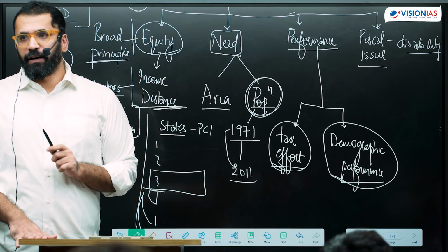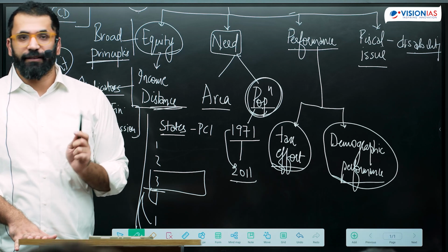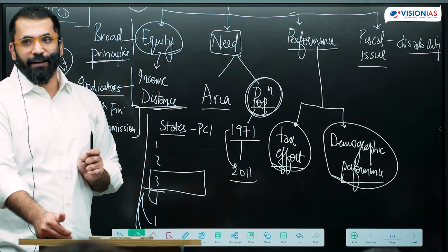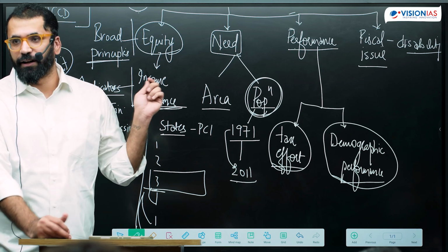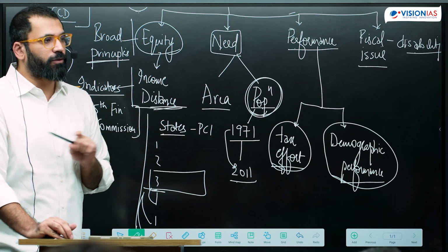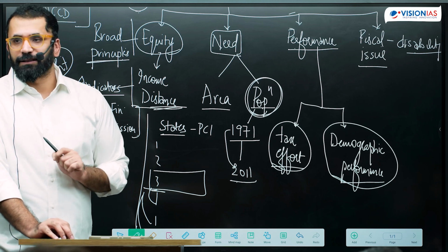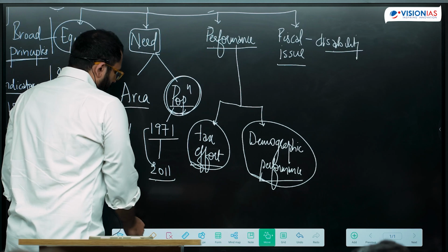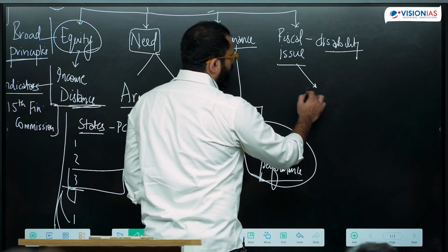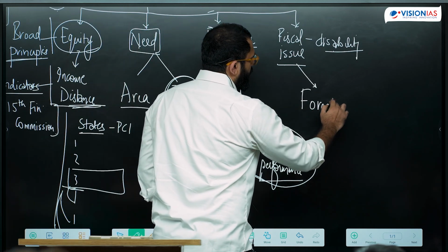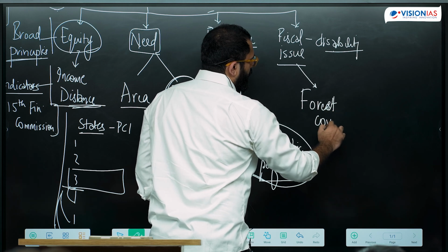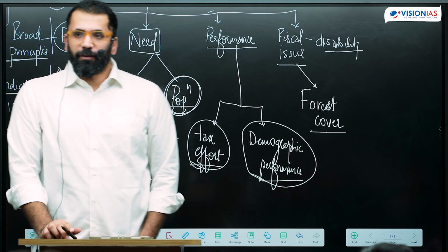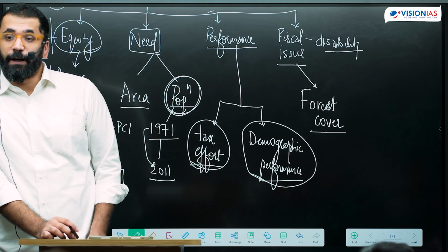Again, repeating, these indicators have been different for different finance commissions. For example, the 10th Finance Commission used infrastructure, how much infrastructure the state has built, the quality of infrastructure, as an indicator for performance. So different indicators have been used over a period of time by different finance commissions. Then finally, fiscal disability. This was introduced for the first time by the 13th Finance Commission. The forest cover in a particular state. Those who have more forest cover will get more funds because this acts as a fiscal disability.